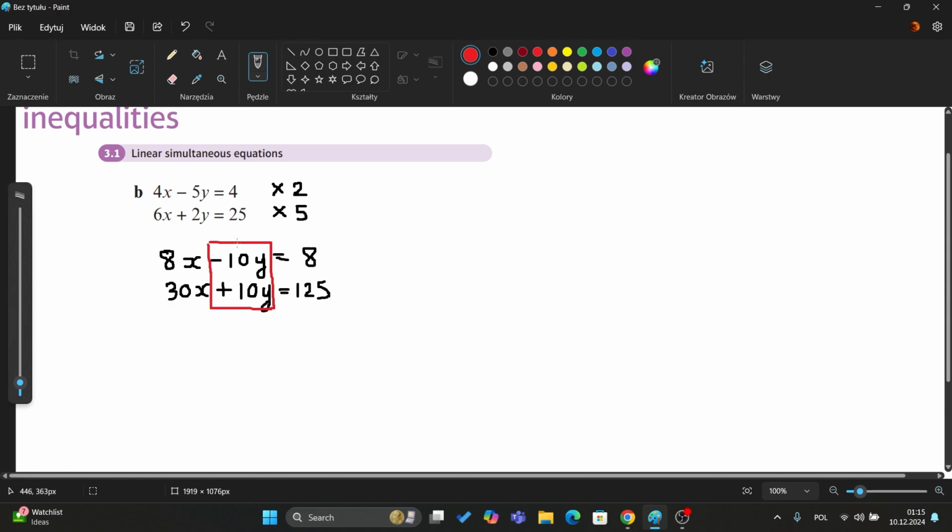So now I can eliminate the 10y's. How do I get rid of those y's? Well, it's simple. We have minus 10 plus 10 to get 0y, so we add the equations together. 8 plus 30 is going to be 38x. Minus 10y plus 10y is 0y. And 8 plus 125 is 133. Now we have to do 133 divided by 38, which gives x equal to 3.5.